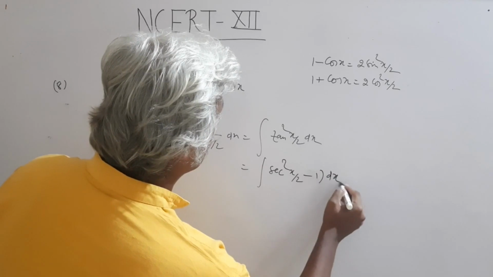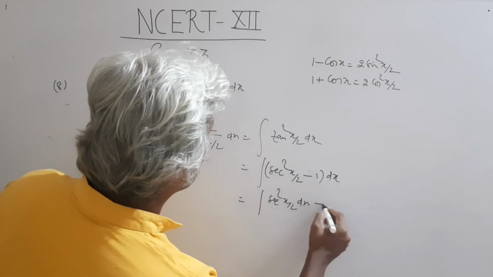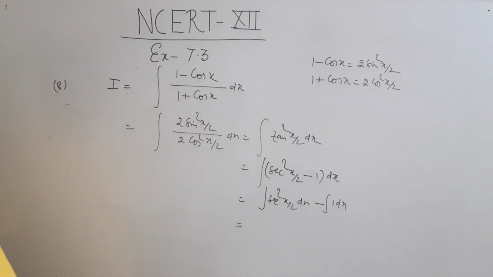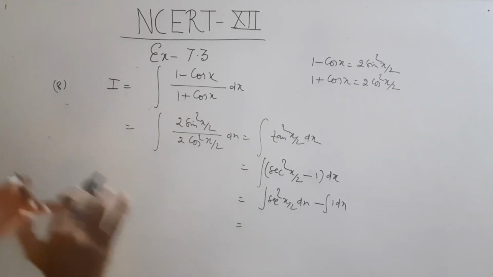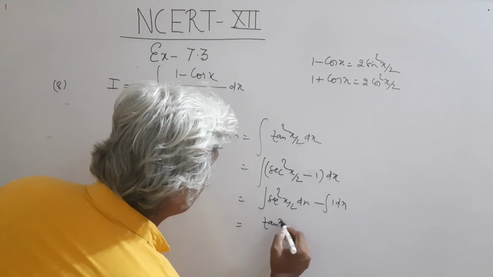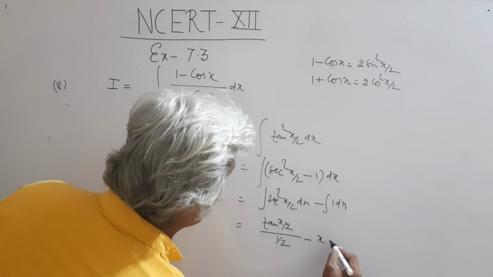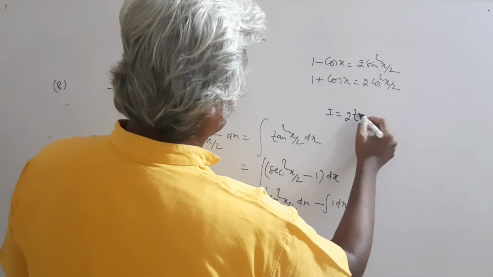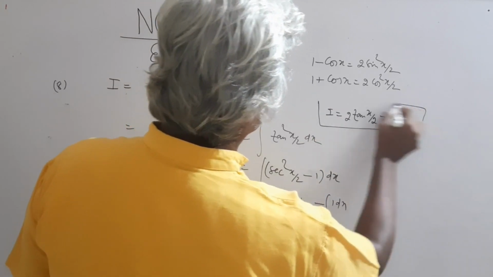Now I dissolve these into two integrals. So this is integral of sec square x over 2 dx minus integration of 1 dx. Integration of sec square x is tan x; integration of sec square something is tan something over the differential of that something, here x by 2. So this gives you tan x by 2 divided by 1 by 2, minus integration of 1, which is x, plus c. The final answer goes like this. You can write I as 2 tan x over 2 minus x plus c, that is constant of integration, and this question is done.